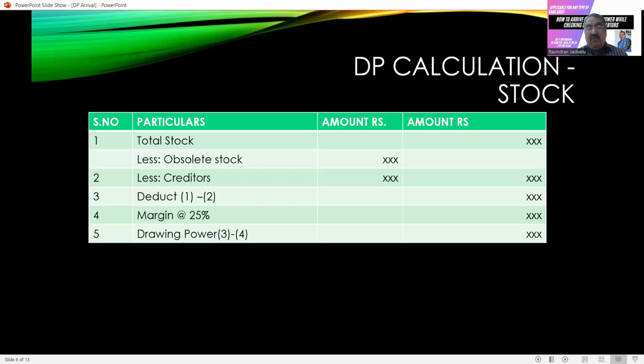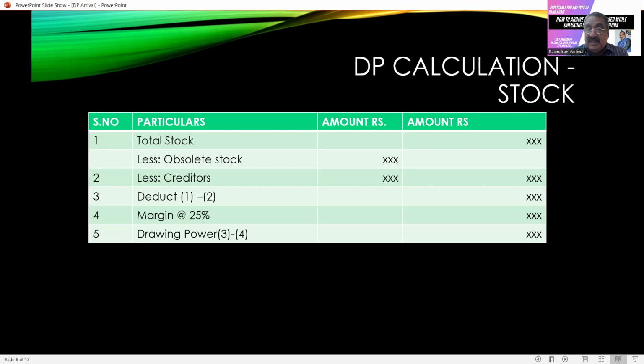Next area, now we are going to explain on the chart basis. This is the total stock, less obsolete stock, less creditor stock, less LC stock, less debt stock. All these stocks should be deducted from point number 1, that is total stock. Point number 3 is called the paid stock. From the paid stock, deduct the margin as mentioned in the sanction letter. Let us take it as 25%. You deduct, and point number 5 is the drawing power that you can get from the stock.